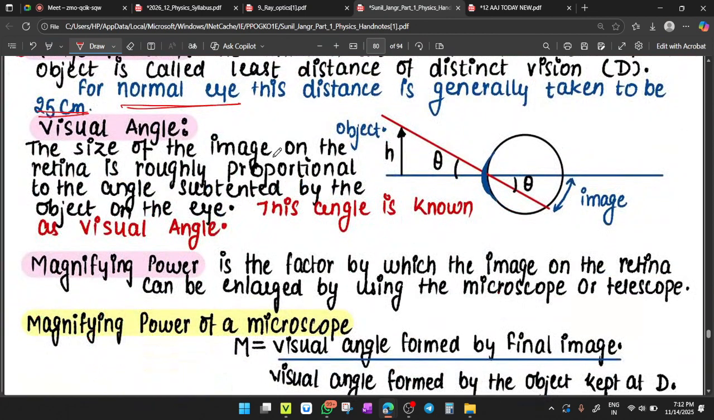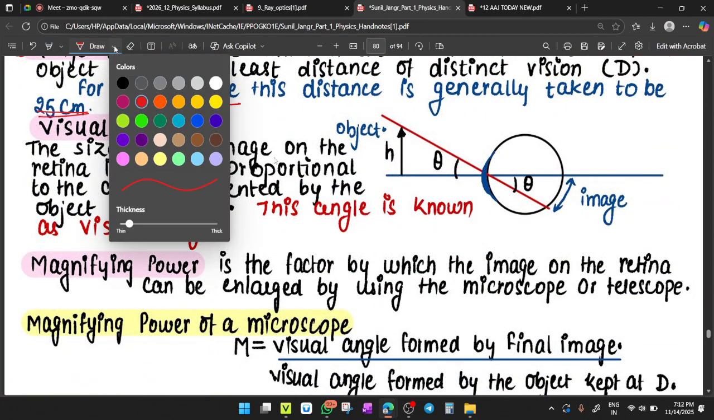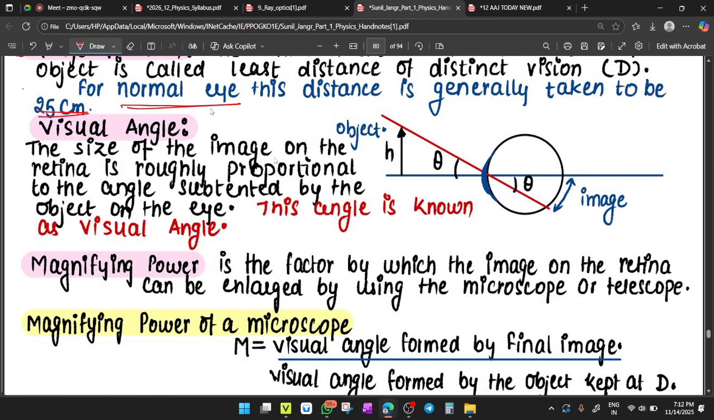Next, a very important thing, it is visual angle. What is visual angle? It is also called angle of vision. So, make the definition of angle of vision. Clear? Visual angle or angle of vision.